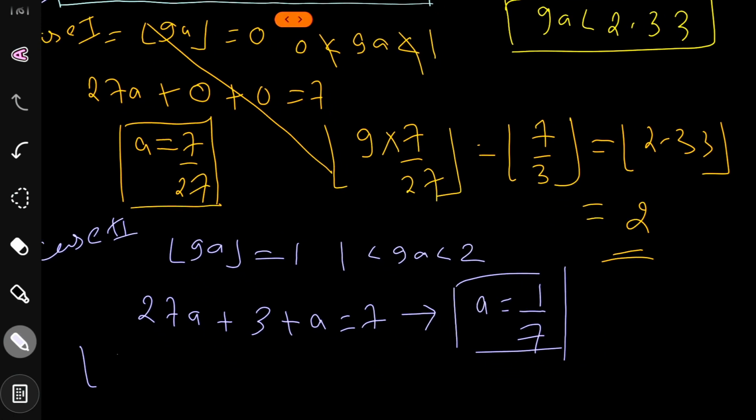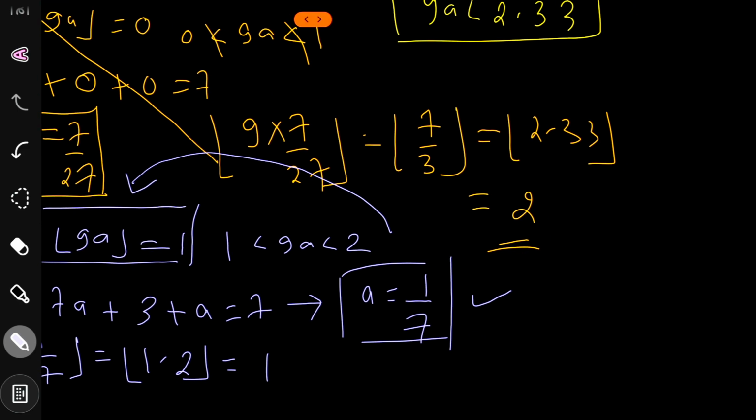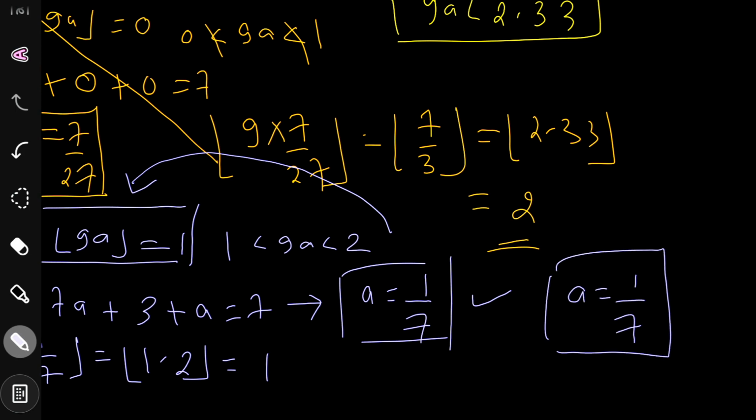So in this floor bracket, let us replace a with this value. So we will get floor value of 9 times 1 upon 7. Now 9 upon 7 is going to be equals to 1.2, something like this way. And the floor value of this thing is going to be equals to 1. Hence we can say that when we take floor value of 9 times a equals to 1, we get some value for a, and for that value this is again correct. Hence this can be considered. So from here we have got the value of a, that is 1 upon 7, and this can be considered.